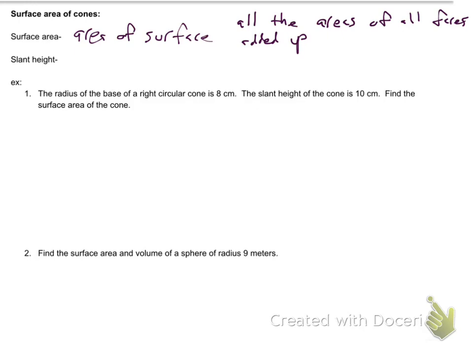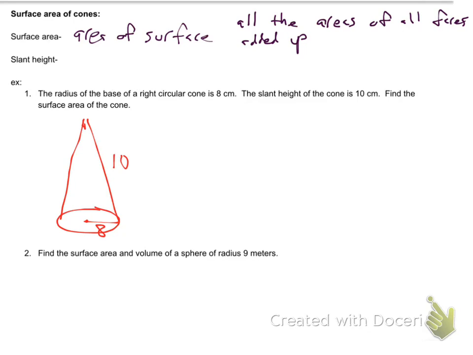If it doesn't have a figure for you to look at, then you should draw one. There's my cone. It has a radius of 8, so if I go down here, this is 8. And it says it has a slant height of 10. So 10's on the outside, right? Find the surface area of the cone.